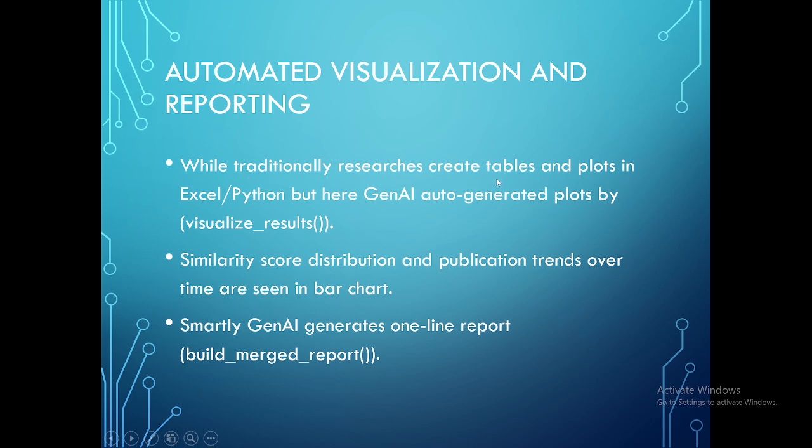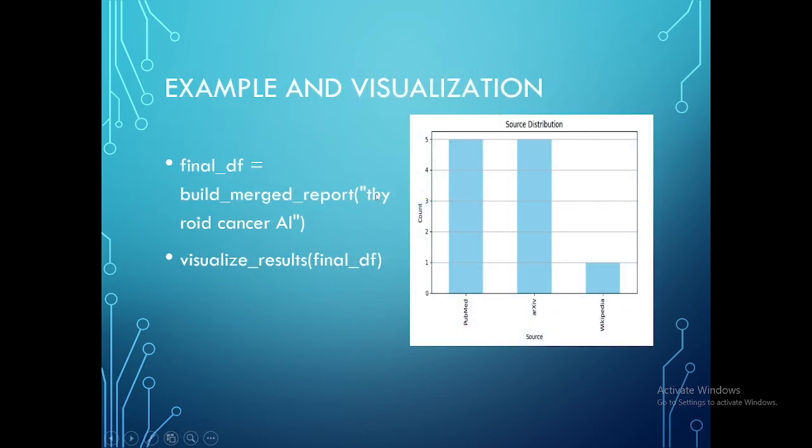Traditionally, researchers create tables and plots in Excel and Python, but here GenAI auto-generates plots with the function visualize_results. So automated visualization and automated reporting are also there in this tool. And this is an example. You can see an image here showing these are the sources, and these are the similarity scores you can count on.